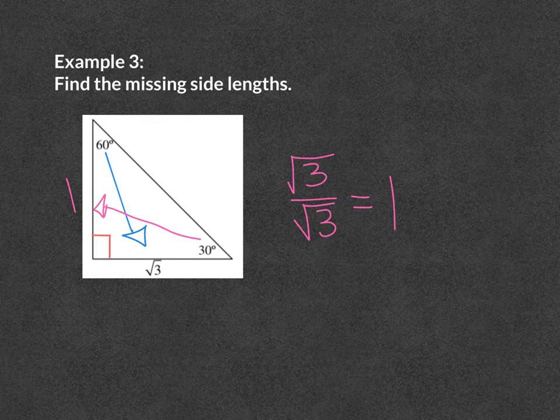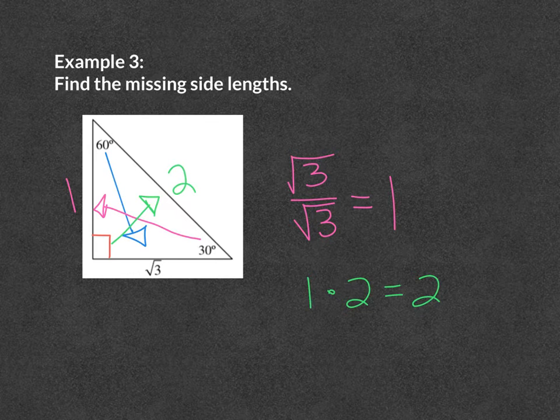Now in order for me to go from the 30-degree side to the hypotenuse, all I have to do is take the 1 and multiply it by 2. So 1 times 2 will give me 2. So the hypotenuse will be 2. And that's how you solve for the missing side lengths to this triangle.